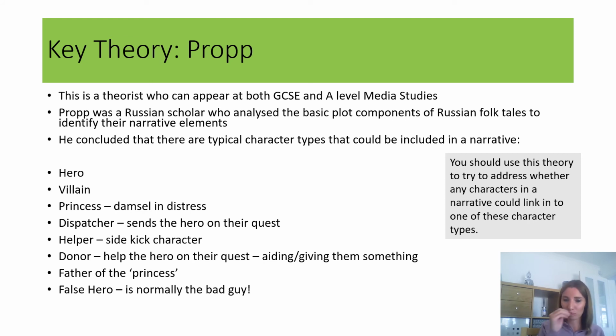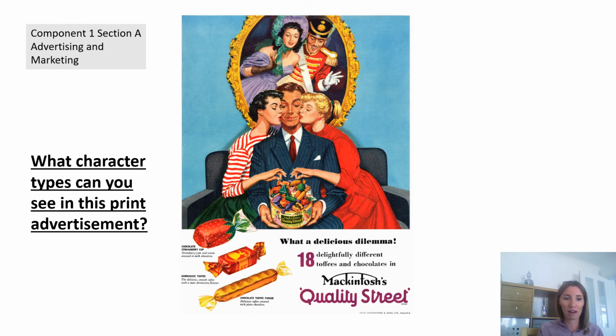Now, this theory, you should try to use this when looking at any characters in a narrative, and you can link it in. It isn't just about film or TV, you can link this into any media text. So you have a print advert in front of you, it's Quality Street. We're not going to look in too much detail at this, because we're going to look at this in more detail throughout the course. But this is from Component 1, Section 8, your Advertising and Marketing section. Thinking about Propp's character types, I want you to now look at this print advert and try to identify any of the character types that you can see.